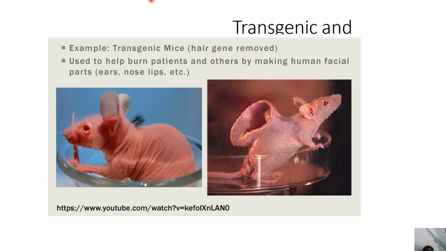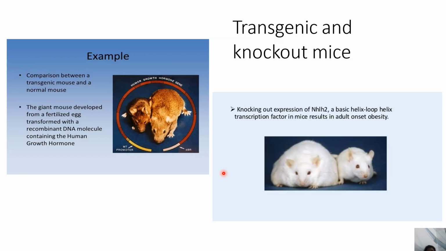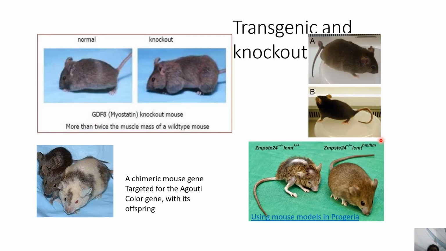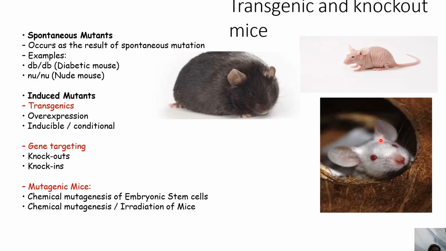Okay, you see transgenic mice where the hair gene has been removed. Okay, used to help burn patients and others, making human facial parts. Comparison between the transgenic mice and a normal mouse. Okay, the giant mouse developed from a fertilized egg transformed with the recombinant DNA molecule containing the human growth hormone. Then we can knock out the expression of NHLH2, a basic helix-loop-helix transcription factor, in mice, which results in adult onset obesity. If you see these differences. Okay, so these are some of the differences.